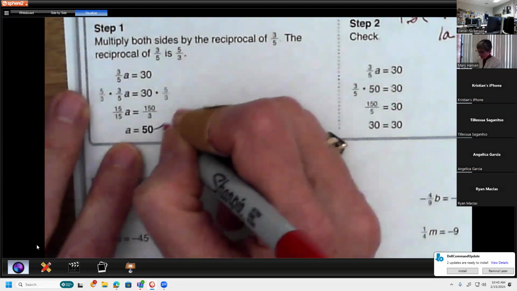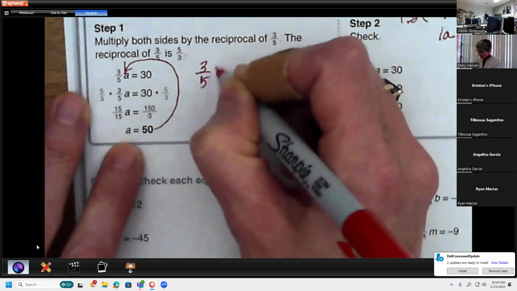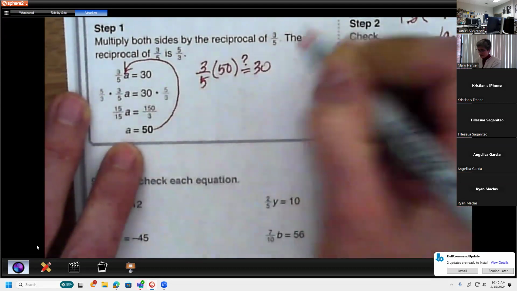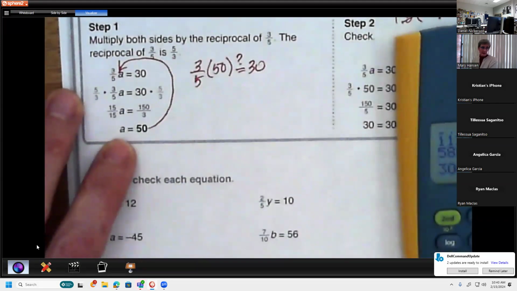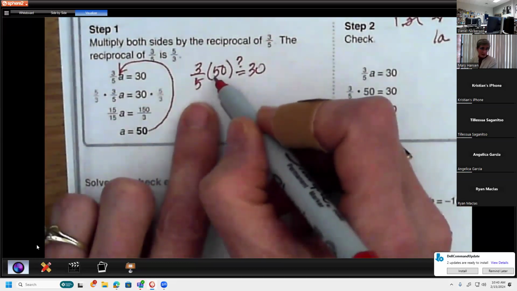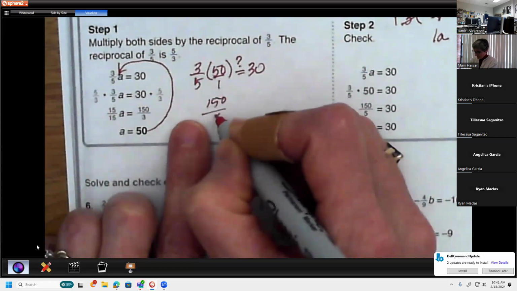Okay. Again, I can put 50 back into here, and this says that 3/5 times 50, we want to see, is that really 30? Okay. We can multiply across the top and the bottom and get 150 divided by 5.